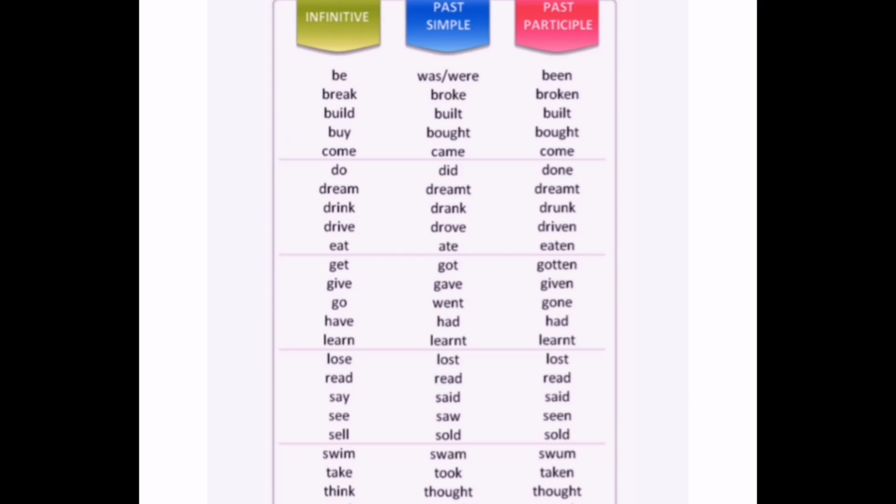And there are plenty of other irregular verbs that you must just memorize because they have no rule and no pattern to follow.